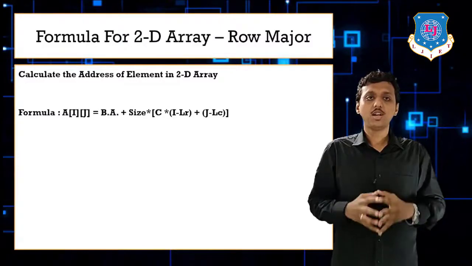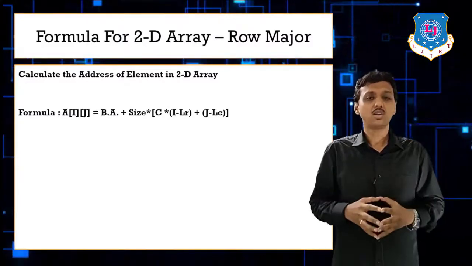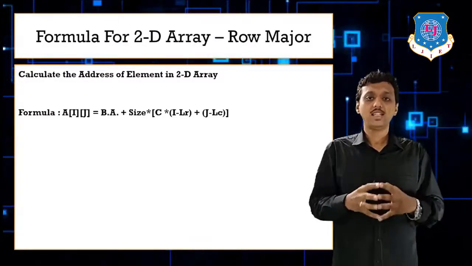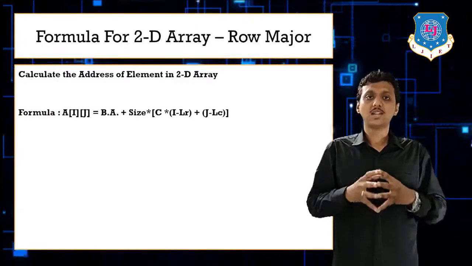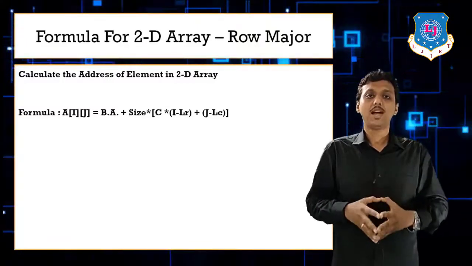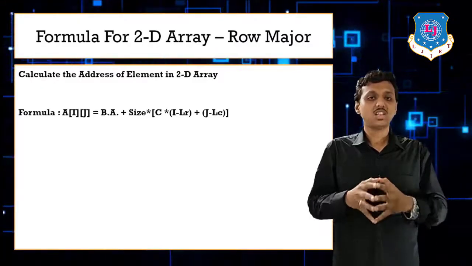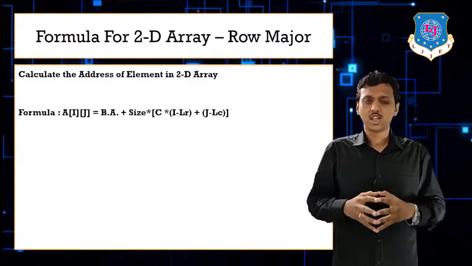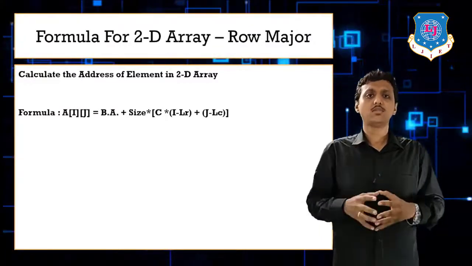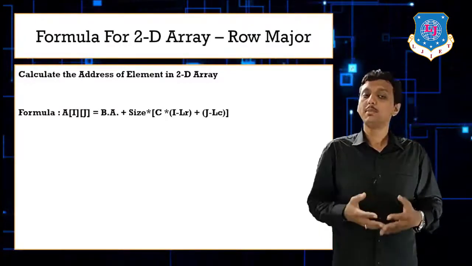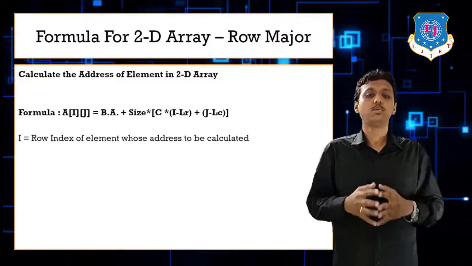Fine. The formula for the row major memory address calculation is A of ij is equal to base address plus size multiplied by C minus I minus LR plus J minus LC. Okay, so there are some new terms for you. What do you mean by C? What do you mean by LR? And what do you mean by LC?